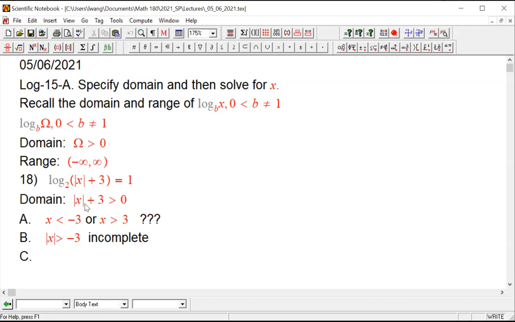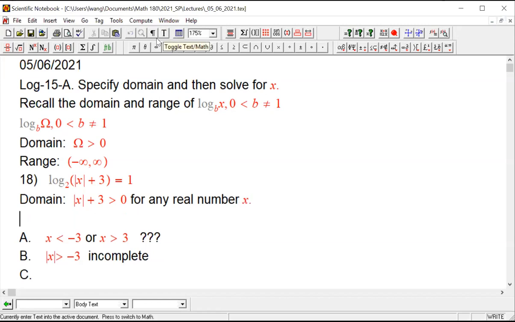Remember we learned that the absolute value of X is always greater than or equal to 0. If the absolute value of X is always greater than or equal to 0, and that quantity plus 3 is larger than 0, isn't that true for any real number? So what is the domain then? The domain is all real numbers.